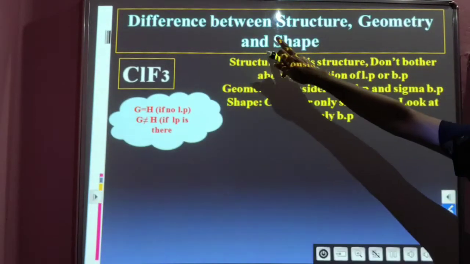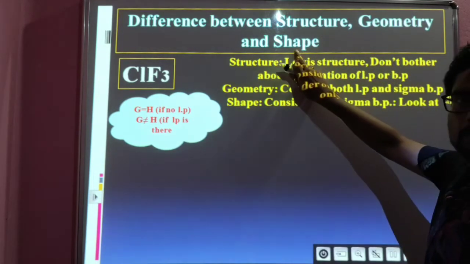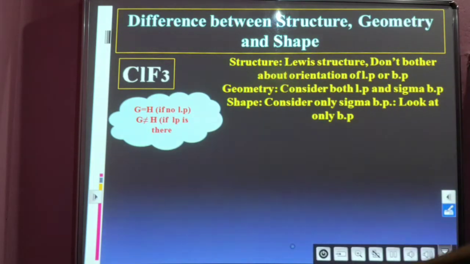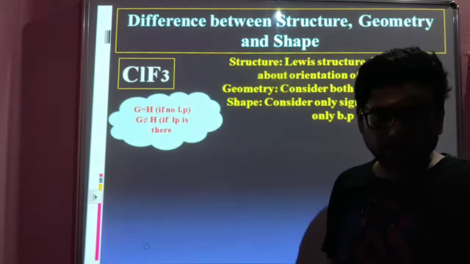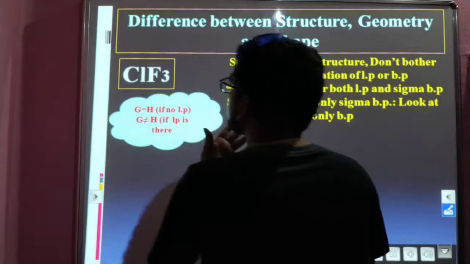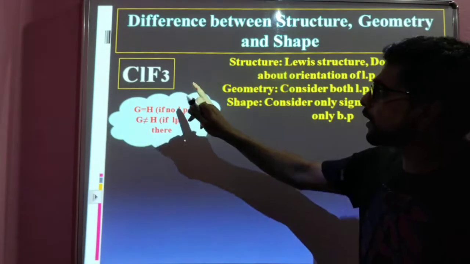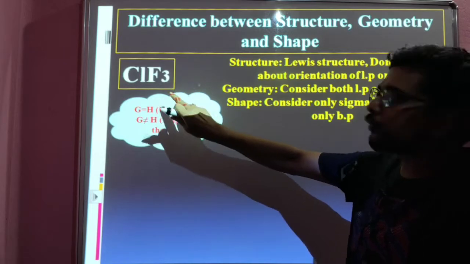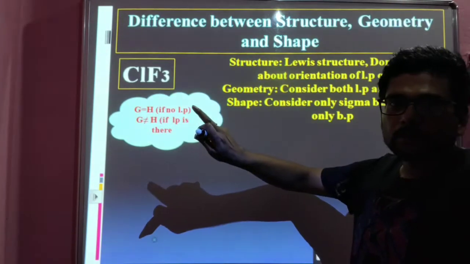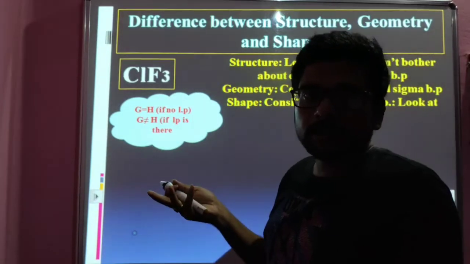What is the difference between structure, geometry and shape? Okay, consider a molecule ClF3. একটা molecule ClF3 নিলাম এবং ClF3 তে আমাকে যদি বলে যে write its structure or what will be its geometry or what will be its shape, তাহলে কি হবে, কিভাবে দেখা?